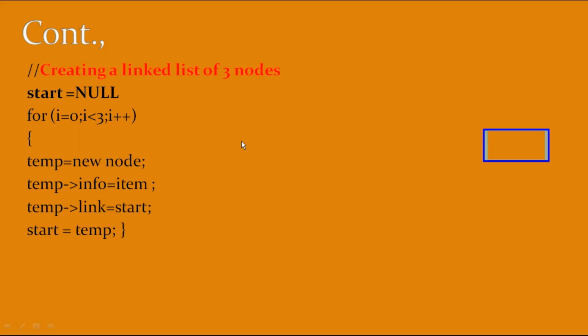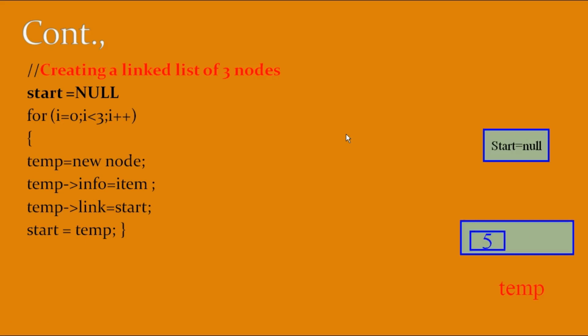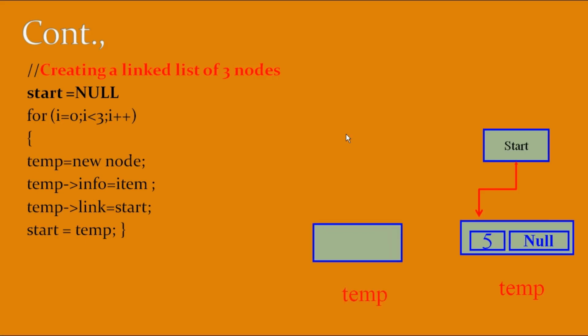We can see with the example here that initially start equals null. We have created that node and we assigned an item value 5 onto the info field. We assigned the null value onto the link field, and then start equals temp. So start will start pointing to the temp node. Similarly, this process will be repeated for the next two nodes.